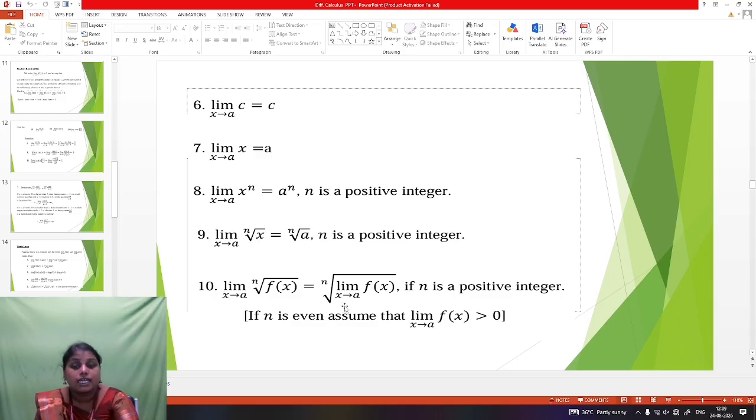Tenth one, the limit as x tends to a of the nth root of f of x equals the nth root of the limit as x tends to a of f of x, where n is a positive integer. If n is even, assume the limit value is also greater than or equal to 0.